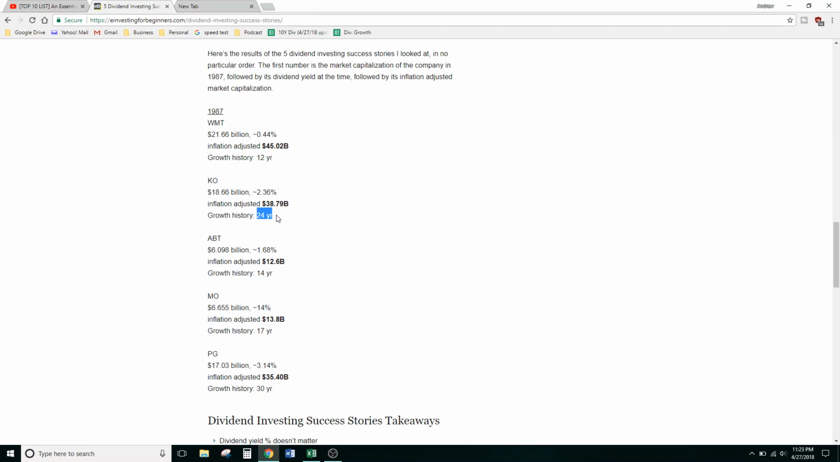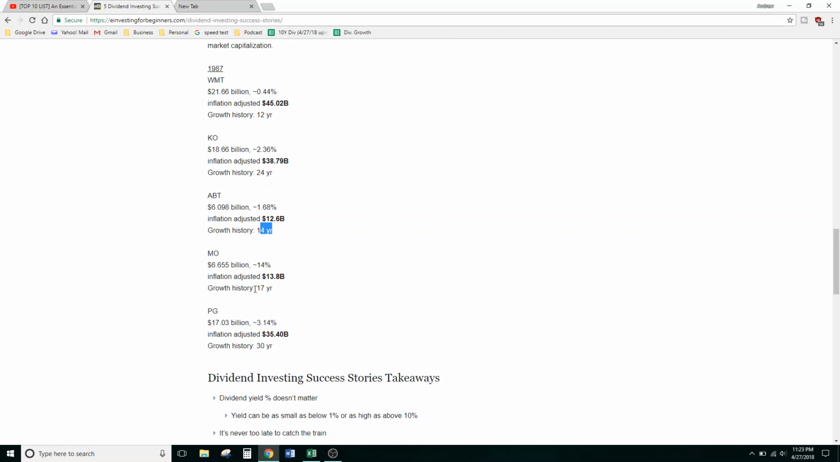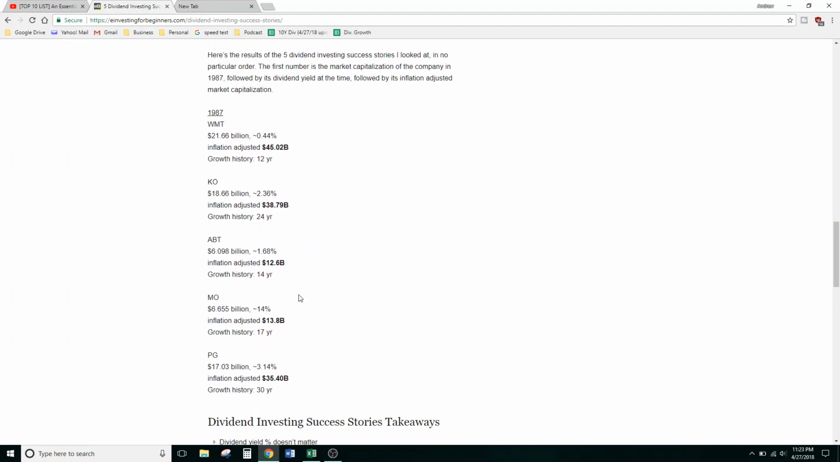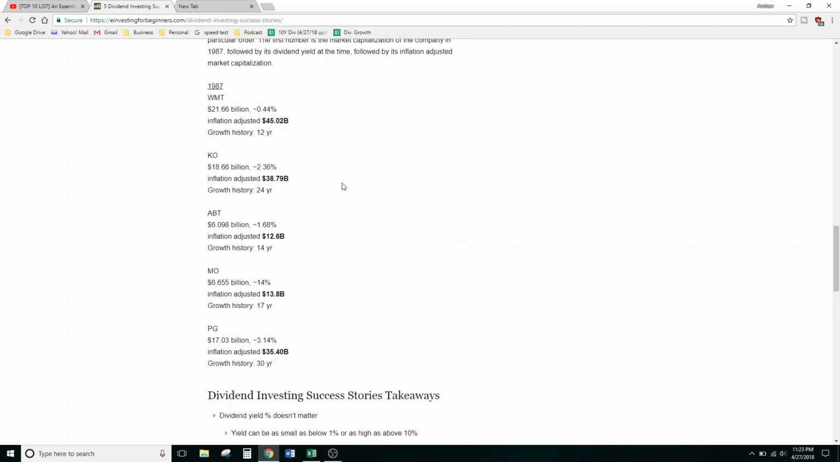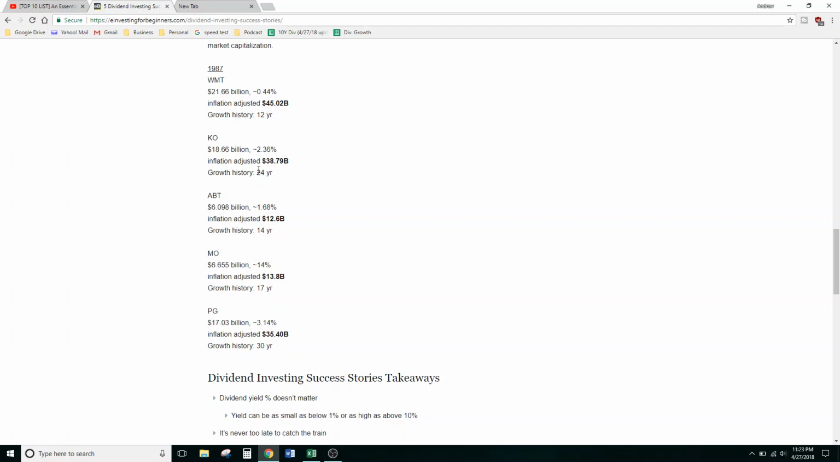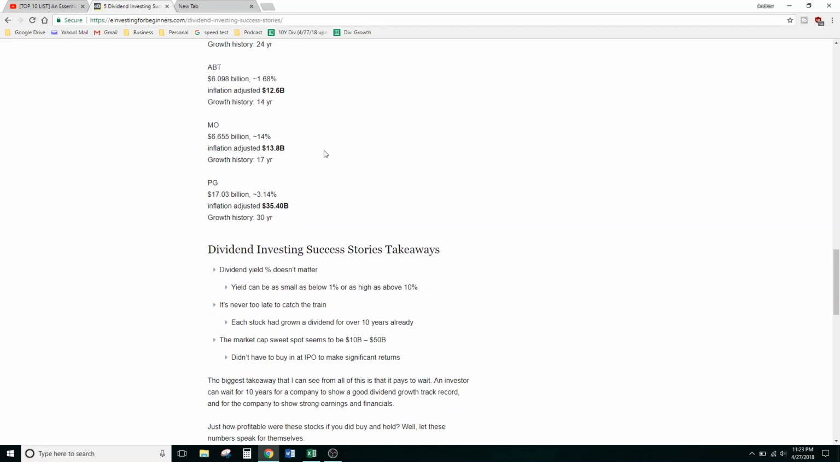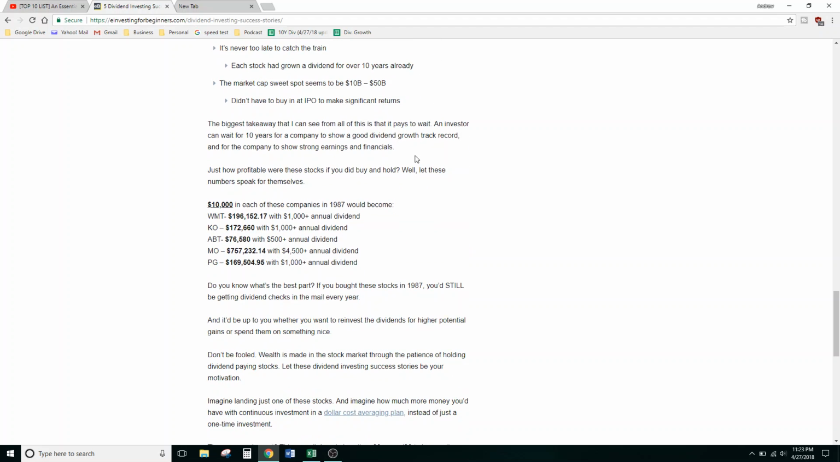Coca-Cola, they had 24 years before that. Abbott, 14. MO, 17. And Procter & Gamble, 30. And each of these continued for another 30 years to grow. So now Coca-Cola's at like 54 years. Walmart's at 42 years. So why I mention that now is because let's look at exactly what I'm talking about.